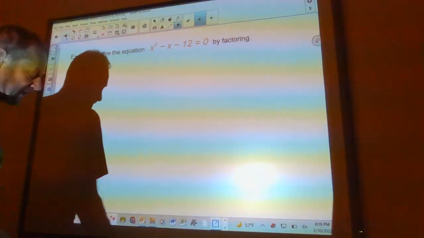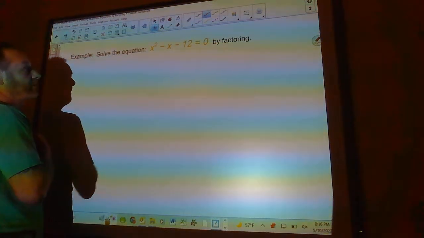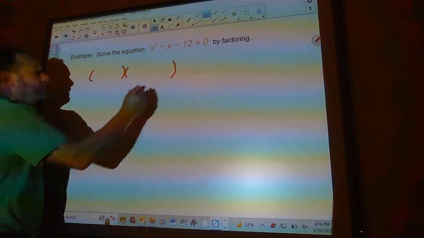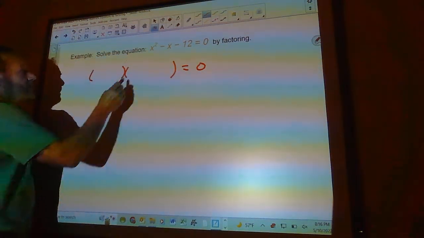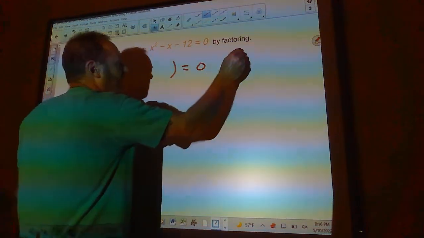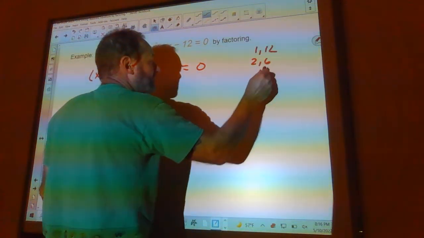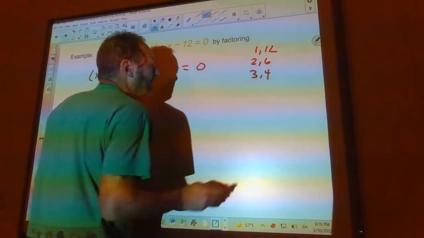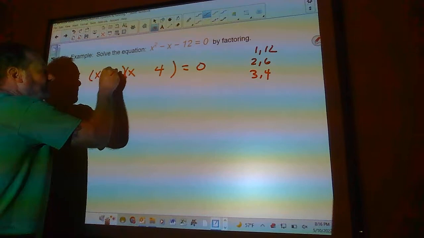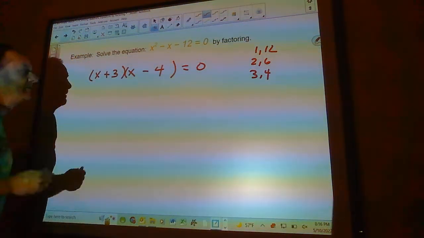Okay, so we're going to try to solve the equation x squared minus x minus 12 equals 0 by factoring. So I'm going to go ahead and put our parentheses here. This is going to equal 0. I'm going to factor this. It's going to be x and x, factors of 12. So I'm going to have 1 and 12, 2 and 6, and 3 and 4. Okay, those are my three choices. I got to make negative 1, so that's obviously going to be 3 and 4. It's going to be minus 4 and plus 3.